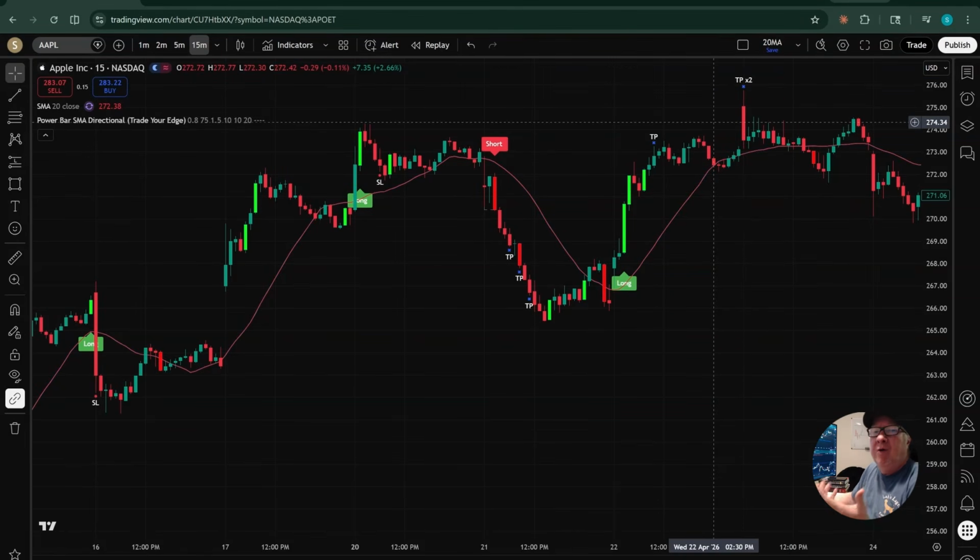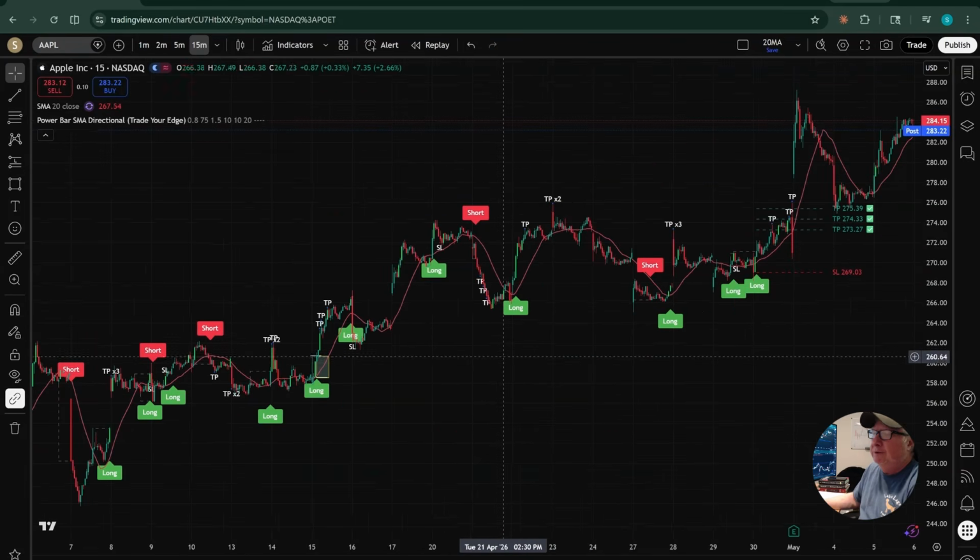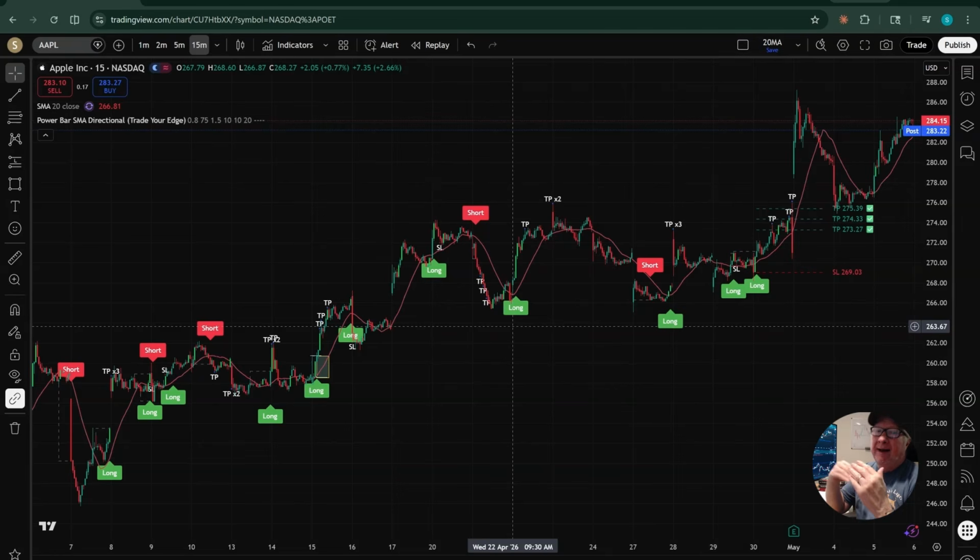So what traders get wrong is they think that a short-term trading pattern or tool like the power bar only works in the short term. But again, you can see that same tool and what's behind that tool transfers to a higher time frame.